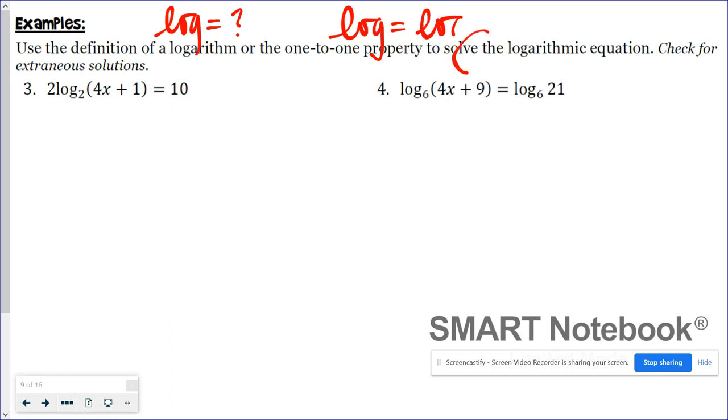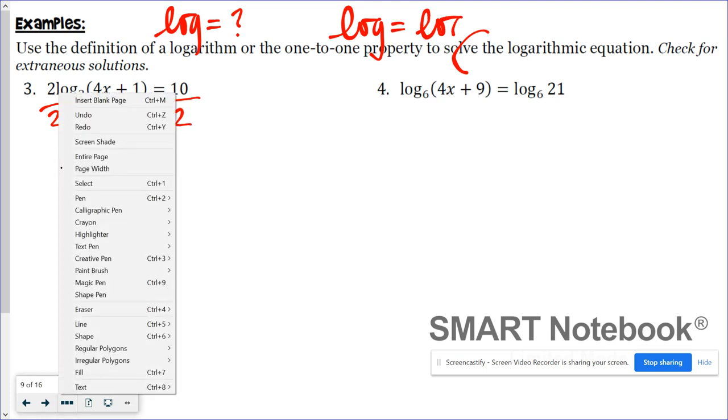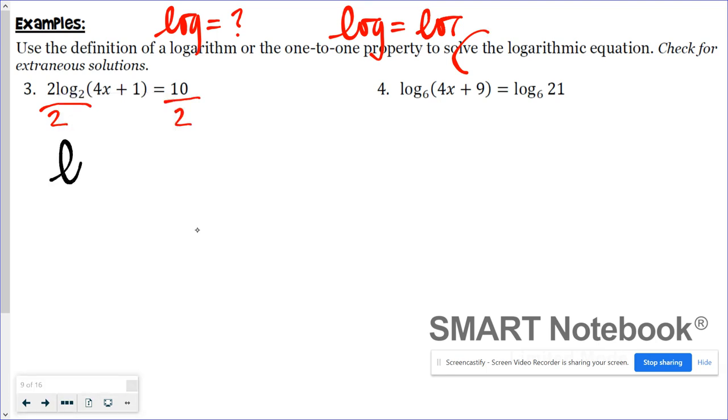Check it out. Step 1 is to get the logarithm alone. In number 3, my log is not alone. I have this 2 out in front. So I need to first divide both sides by 2, because I have to get the log all by itself before I can convert it to its exponential form. So now I have log base 2 of 4x plus 1.